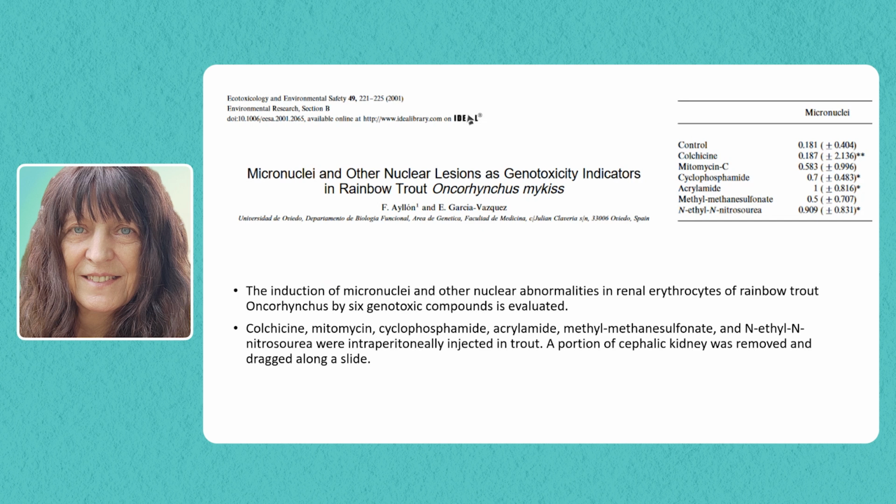And what they found in this particular paper is that after intraperitoneal injection into the trout, you get these results, a positive response with some typical positive control test compounds. So you can use rainbow trouts in an aquarium, in a tank.